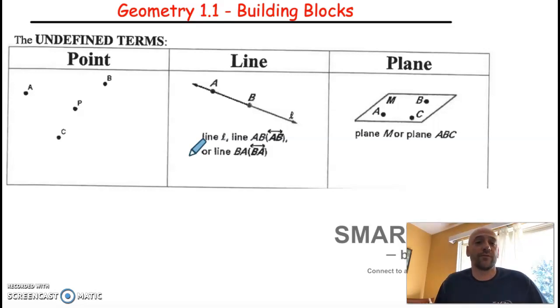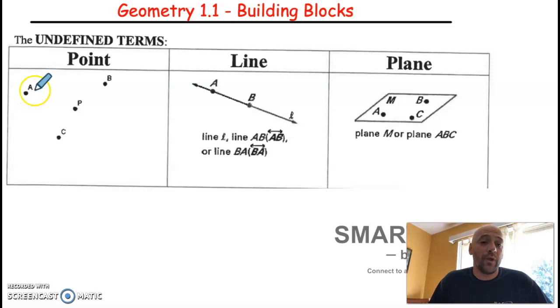Okay. In this first section, we're talking about these undefined terms. It's kind of a weird thing because we're going to try to define them, but we really can't. So, the building blocks of geometry. We start with these smallest objects and we put them together and it forms other shapes. So, first one is a point. It's just a dot. That's all it is.